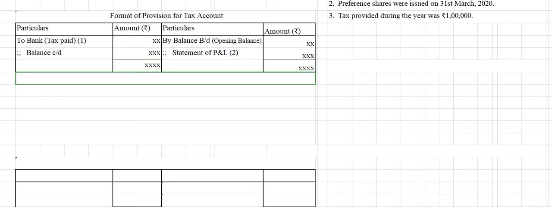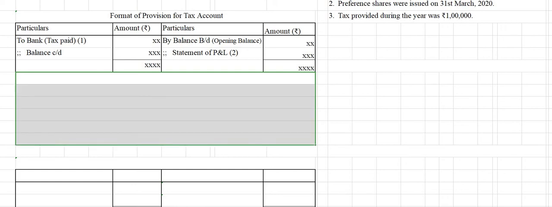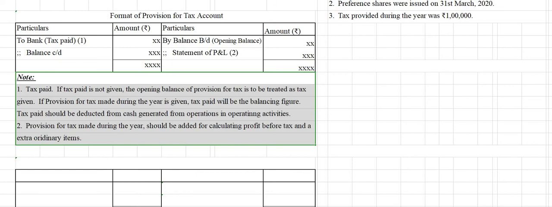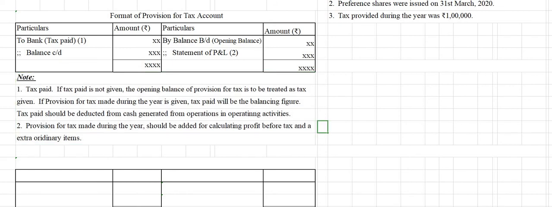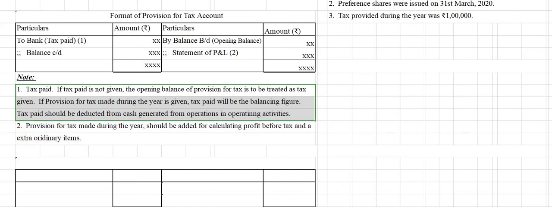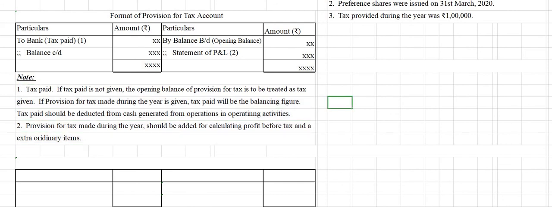Now let us see. Here you have to see that some numbers are written. These numbers show some notes. We are going to see what the notes are. This is also a very important thing. Okay.